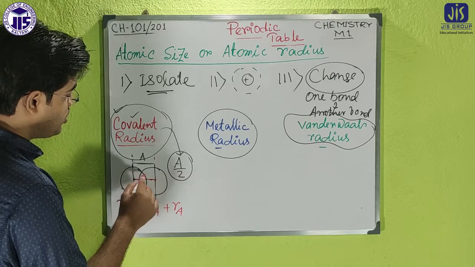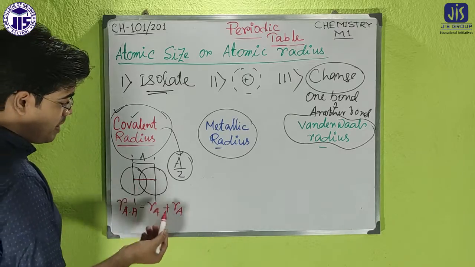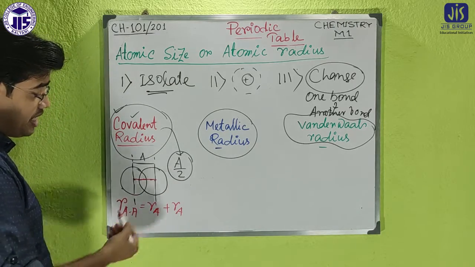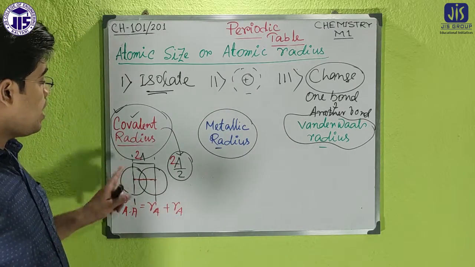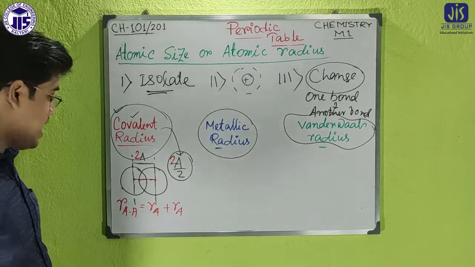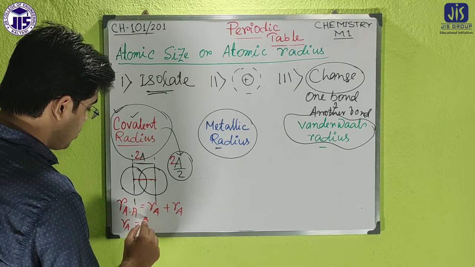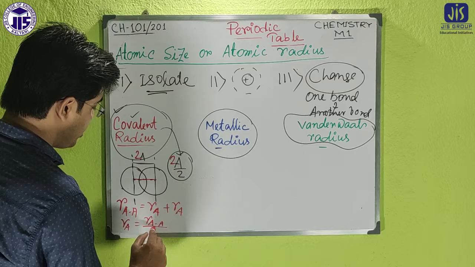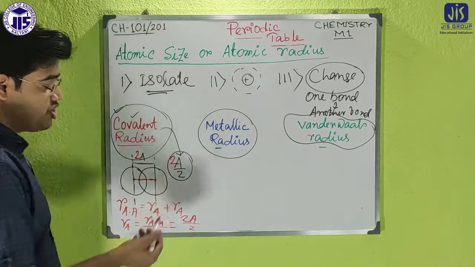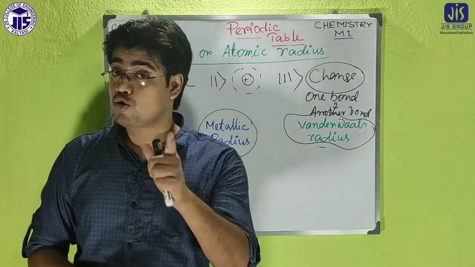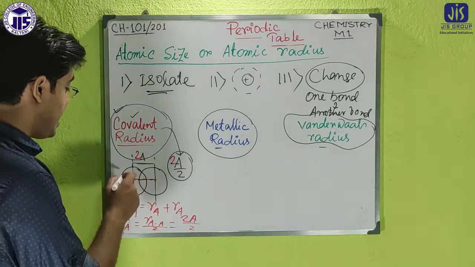Okay, that means for each atom, the distance between the two nuclei will be R_A plus R_A. So if that distance is 2a, then the radius is 2a by 2, or a. So if the distance is R_AA, then R_A equals R_AA divided by 2. But this application is only possible for homoatomic molecules. That means the two atoms are A and A.